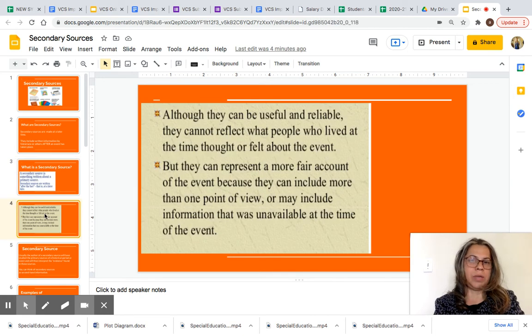Although they can be useful and reliable, they cannot reflect what people who lived at the time thought or felt about the event. But they can represent a more fair account of the event because they can include more than one point of view or may include information that was unavailable at the time of the event.